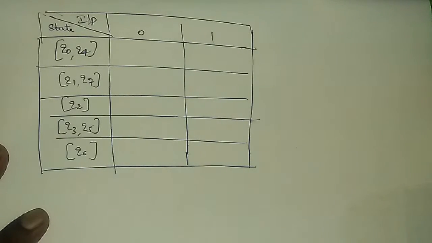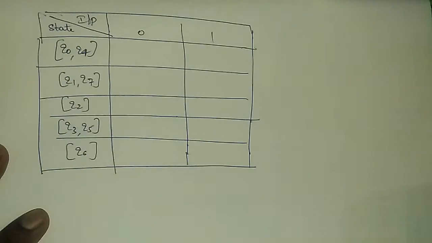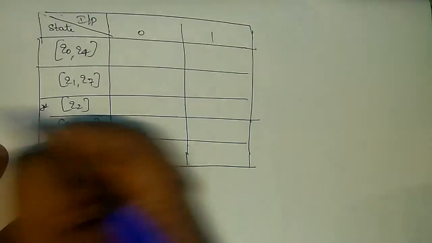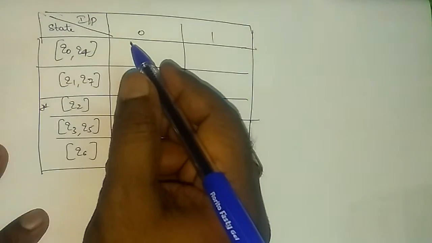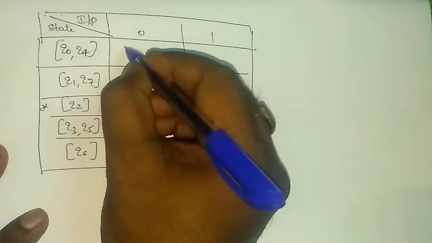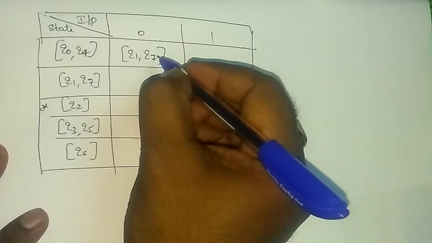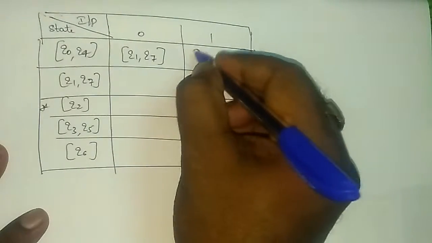So we'll construct the given transition table. Why? Because these are the final sets for us. So Q0 is my starting state, right? So that's the reason my set is Q0, Q4, Q1, Q7, Q2. Q2 is my final state, Q3, Q5 and Q6. So Q0, Q4 on 0. So from the diagram we can get Q1, Q7.